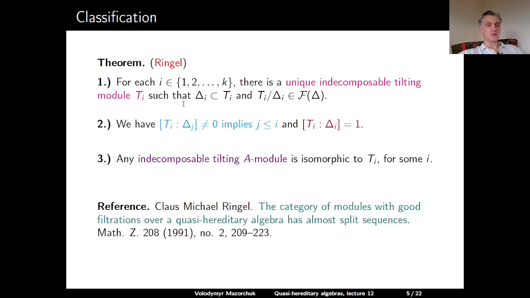So this is proved in the paper by Ringel, which is called The Category of Modules with Good Filtrations over a Quasi-Hereditary Algebra has almost split sequences, and this paper appeared in 1991.